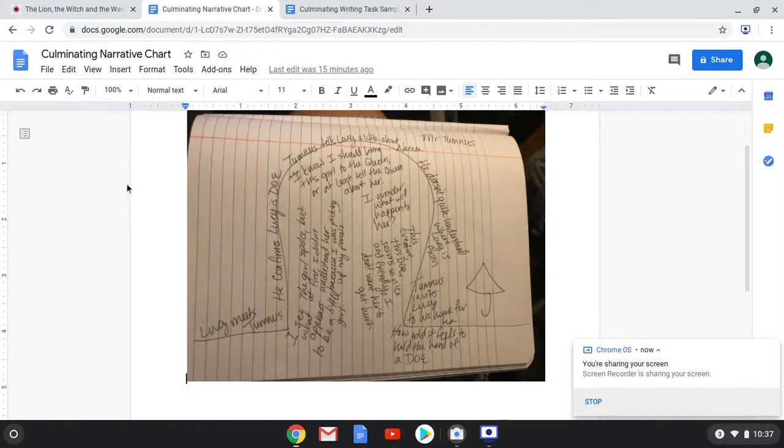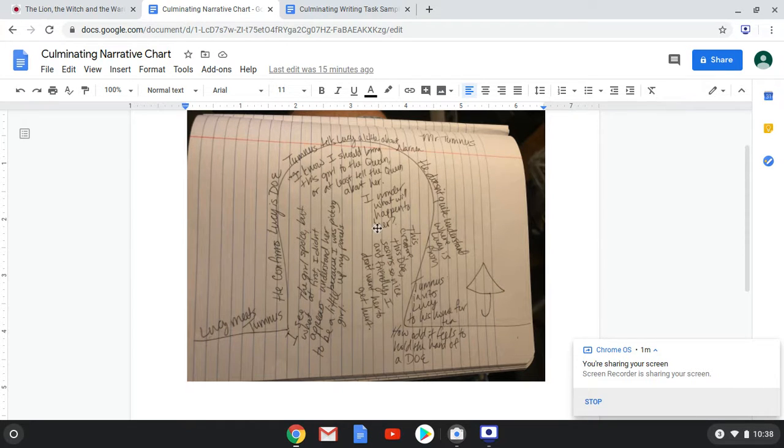Here we go. And so remember, on the outside, we outlined all the major events that happen in chapter 2. Lucy meets Mr. Tumnus. He confirms that Lucy is a daughter of Eve. Tumnus tells Lucy a little bit about Narnia. He doesn't understand where she's from. Tumnus invites Lucy to his home for tea and refreshments. Okay, and then we have my badly drawn umbrella because that's the end of that scene.